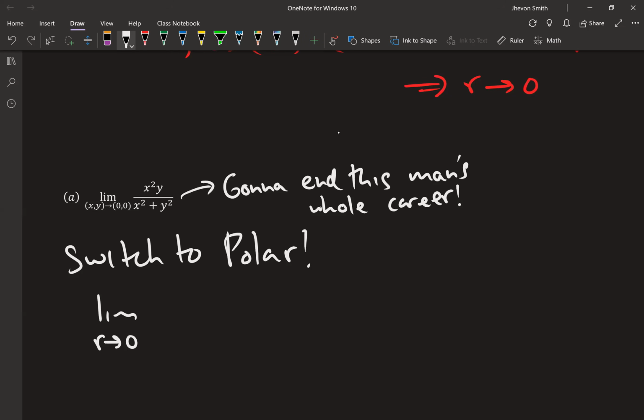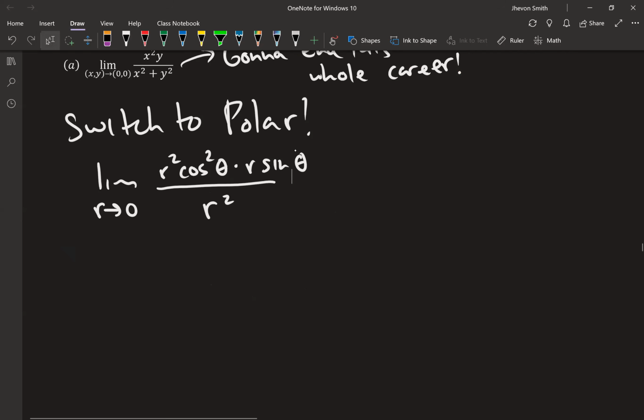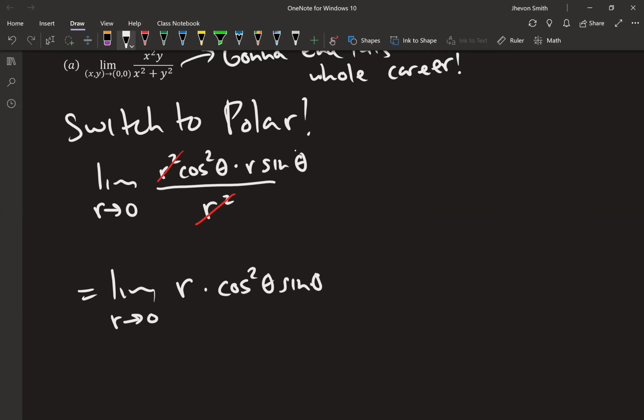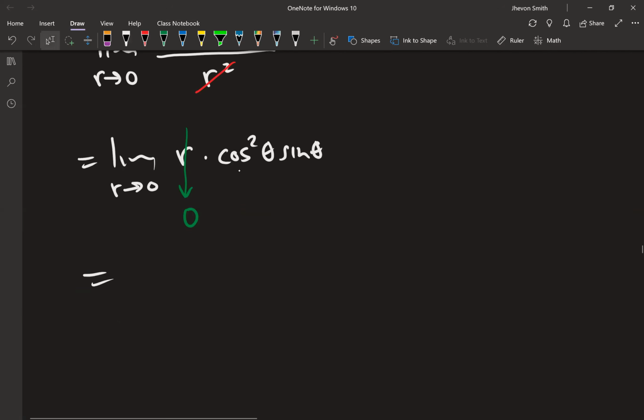What does this mean? Wherever I see x squared plus y squared, I can replace with r squared. Wherever I see x, I can replace with r cosine theta. Wherever I see y, I can replace with r sine theta. Now, look at what happens. This x squared is going to cancel that x squared. And so I would have r times cosine squared theta sine theta. And what's going on with the r? Well, the r is approaching 0. And so what happens to this limit? It has to approach 0, no choice. Boom, another way.